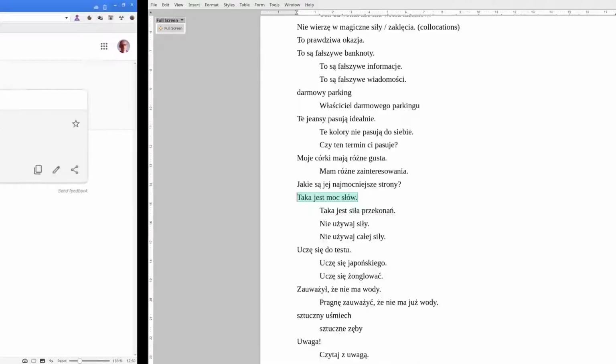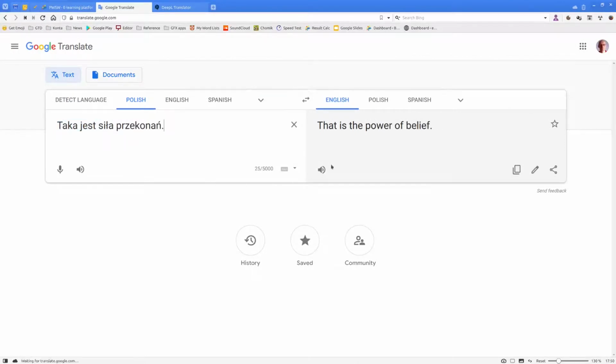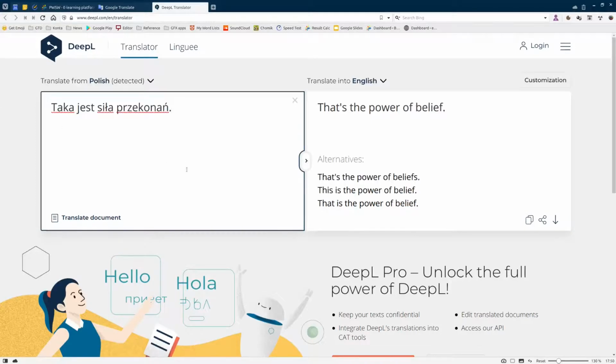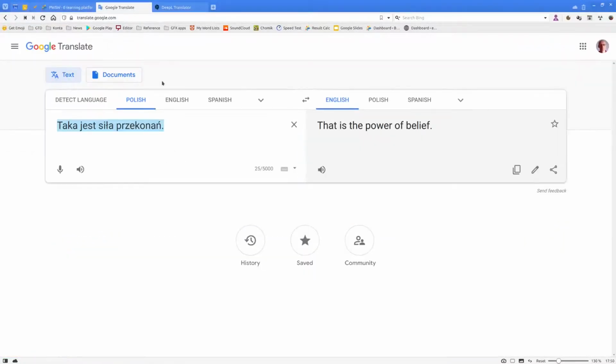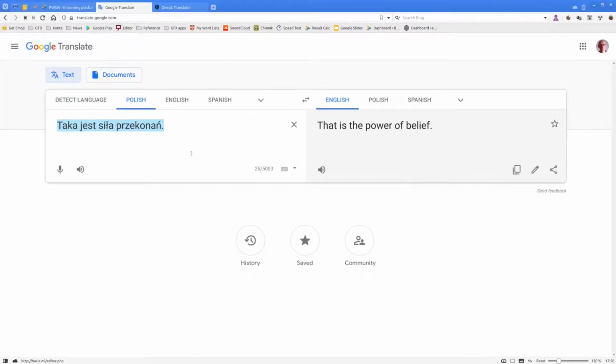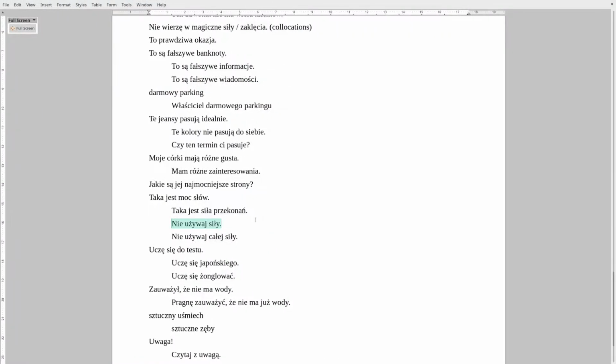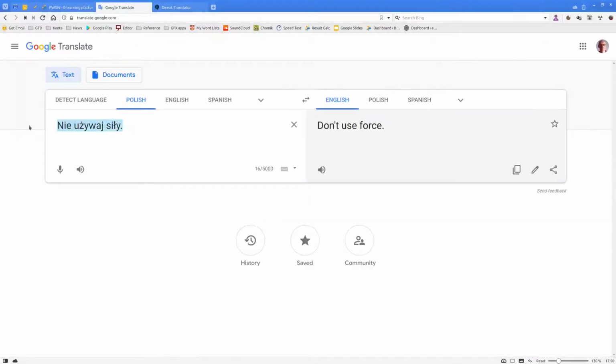Okay, so no problem here. Siła przekonań. The power of belief. Right. Nie używaj siły. Don't use force. Nie używaj całej siły. Don't use all your strength.